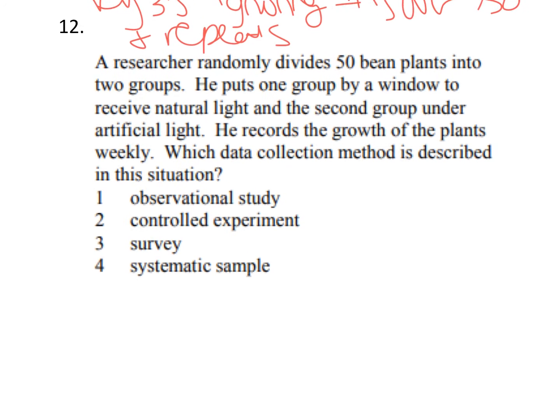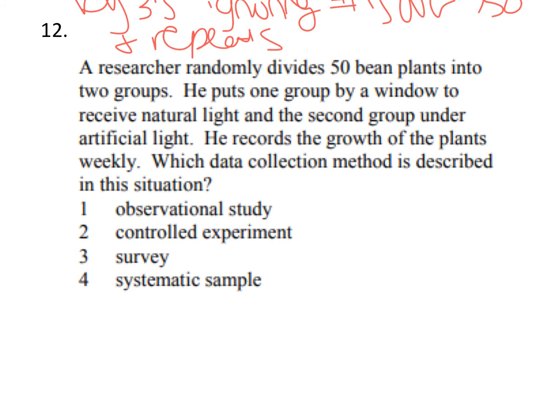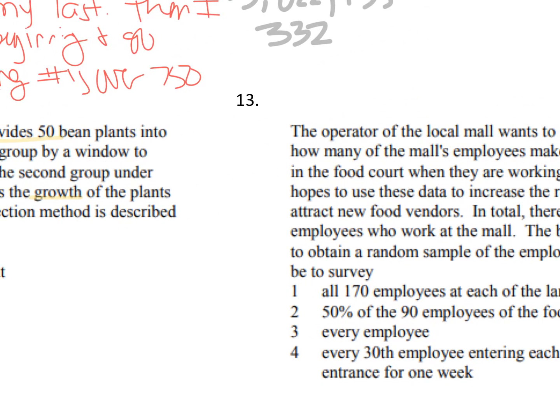Okay, a researcher randomly divides 50 bean plants into two groups. He puts one group by the window to receive natural light and the second group under an artificial light. He records the growth of the plants. Which data collection is described in the situation? This is a controlled experiment because he has two groups, one getting a light and another one getting artificial light. He's recording growth, which is the response. He randomly divides them, so this sounds good. Sounds like an experiment to me.